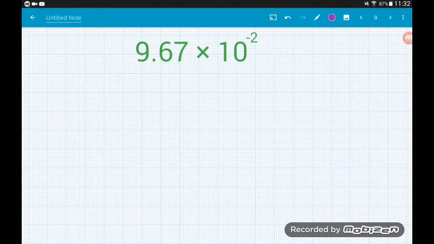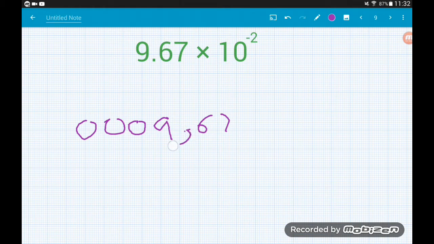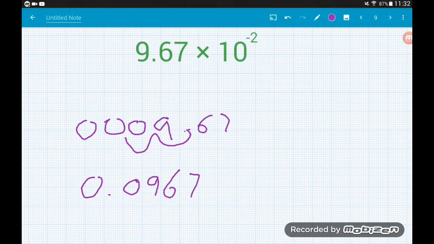9.67 times 10 to the minus 2. So we're going to write down 9.67, and this time we're going to put some zeros before the 9. Now we've got a power of minus 2, so our decimal point is going 2 places to the left, so we're going 1, 2. So we're going to get 0.0967, like that. So 9.67 times 10 to the power of minus 2 is 0.0967. Jobs are good.